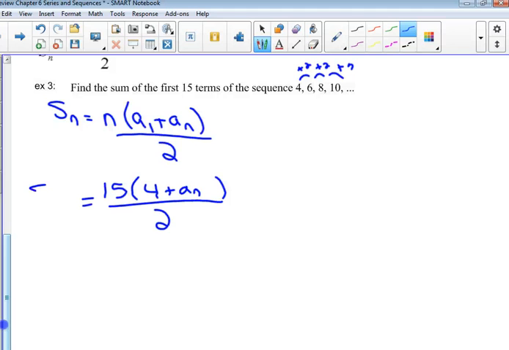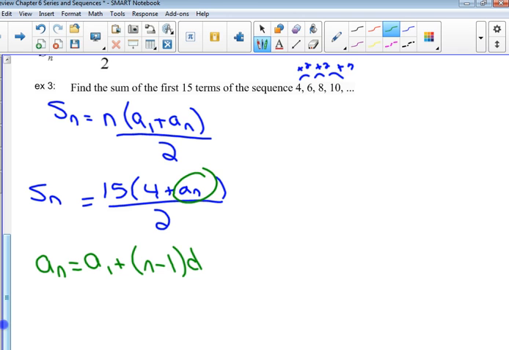So can you solve something when we have two unknowns? No. So the reason, if you guys were going to use this formula, it's kind of a pain in the butt. Because to get your a sub n, you have to actually use the arithmetic sequence formula. I know, it really is a pain in the butt.